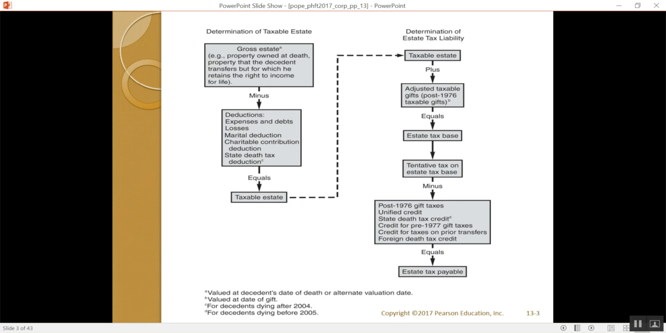Then you deduct from the gross estate certain deductions. We'll talk about those in a little more detail later, but it gives you a pictorial of what those would include: administrative expenses of the estate, and also debt expenses, losses incurred, a marital deduction. There's a set marital deduction that the living spouse would receive and would be able to deduct from his spouse who died. Also charitable contributions and state death tax deduction. All of those deductions are subtracted from the gross estate to arrive at the taxable estate.